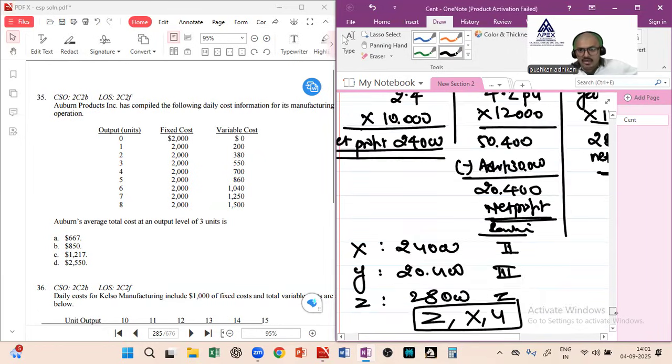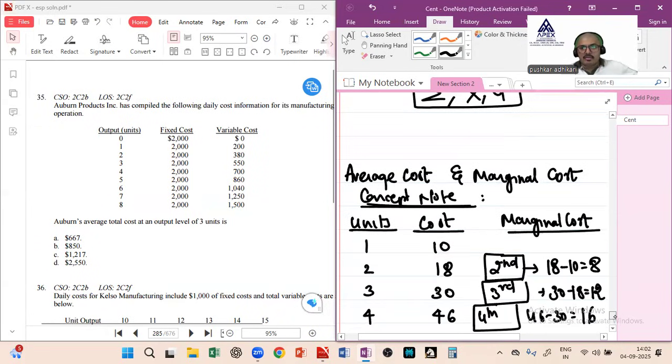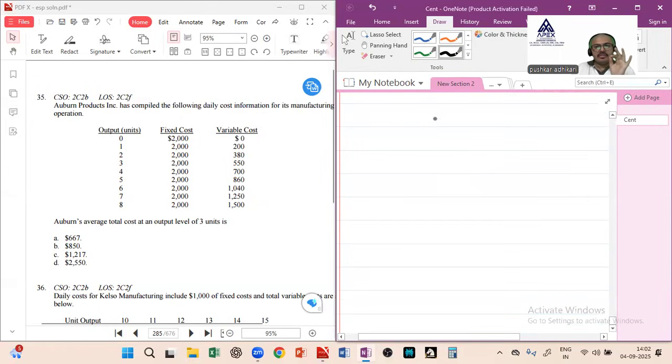But what am I getting over and above over here? I'm getting marginal cost. I hope you're able to understand the concept. I hope this makes sense to you. Now, let's go and take a look at question number 35.